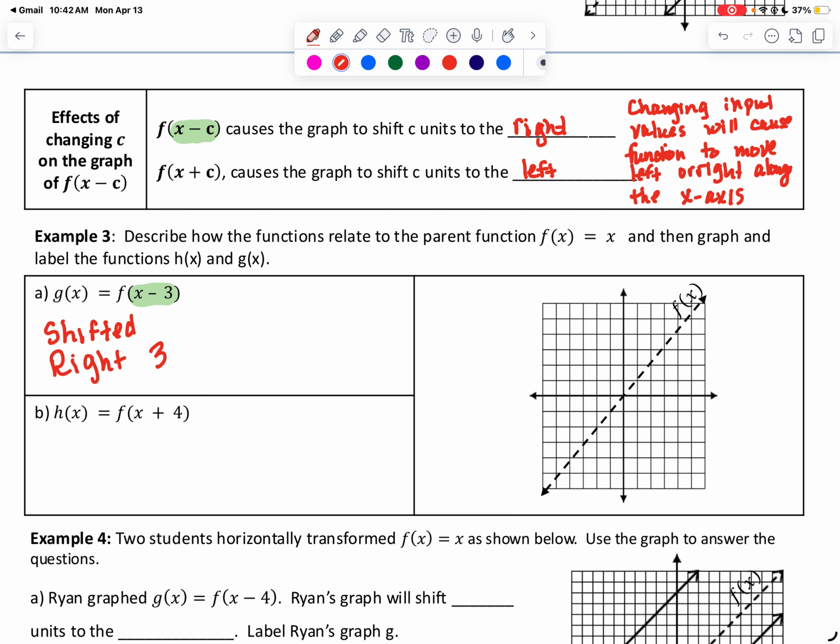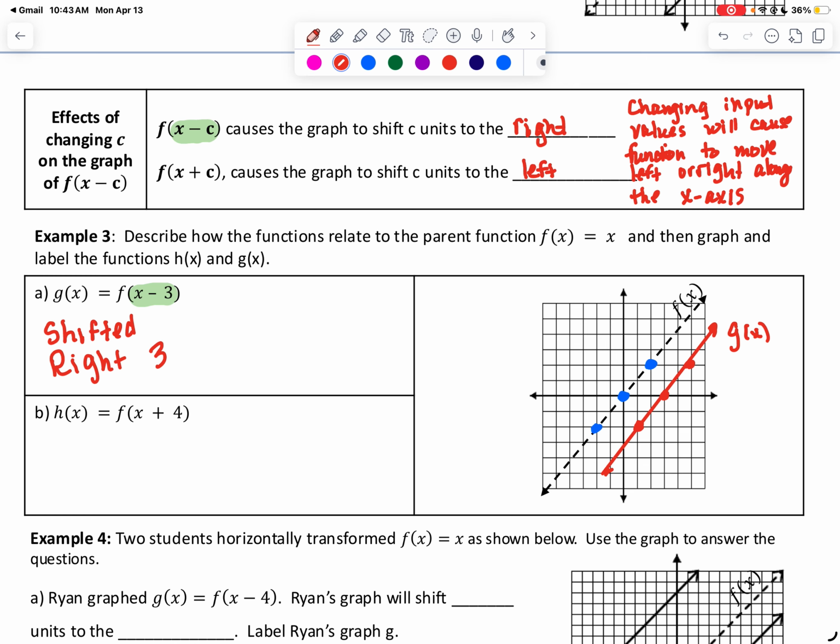So what that means, if you have, let's plot some original points on your parent function here. I'll just use this one, and this one. Again, I only need 3. All right, I want to take each one of those and shift them to the right 3. So 1, 2, 3, 1, 2, 3, and 1, 2, 3. Each point will shift to the right 3, and they wanted us to label this g of x.